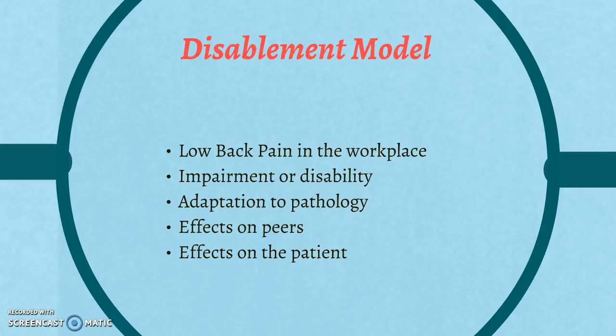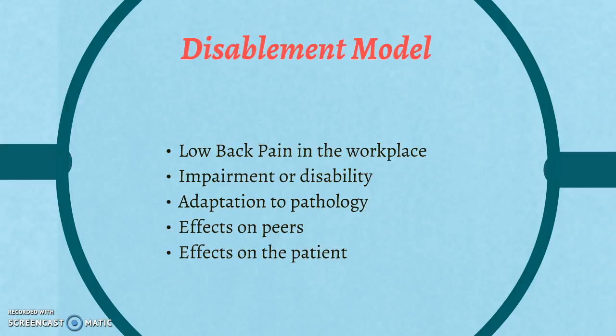Effects on peers. What does this protective limitation or the impairment or disability that they are having at work in their specific job function, how is this affecting the way others do their job? Is there any effect at all? Is something that needs to be looked at, as well as the effects on the actual patient.